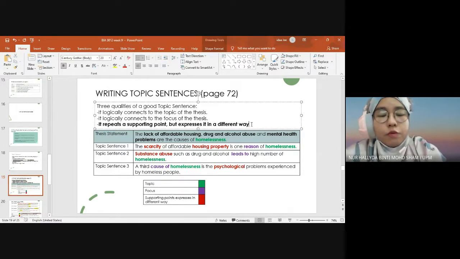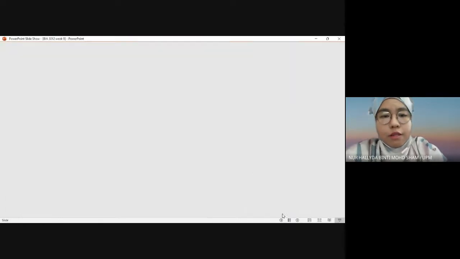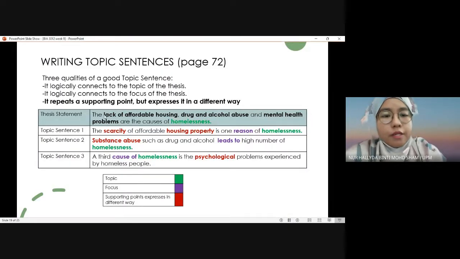The simplest way to explain this is how you paraphrase it. You paraphrase some of the keywords in the topic sentence. For example, the thesis statement is: the lack of affordable housing, drug and alcohol abuse, and mental health problems are the causes of homelessness. You notice the three points, the topic homelessness and the focus causes. So we are talking about the causes of homelessness.